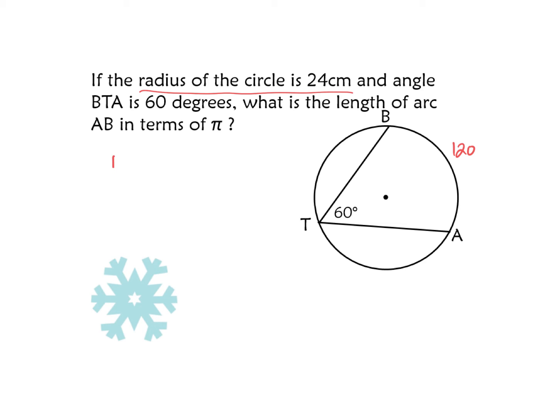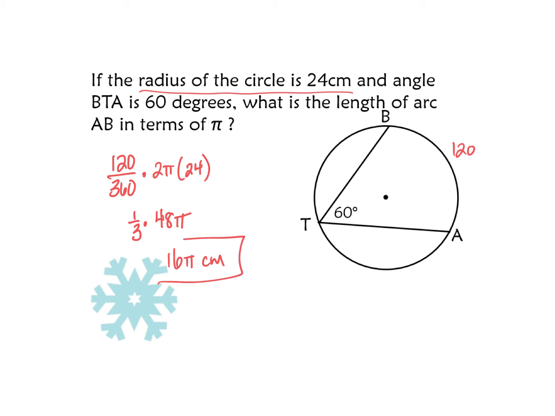So our fraction is 120 over 360 times my circumference, which is 2 times pi times 24. So 120 over 360 is the same thing as 1/3 times 48 pi. 48 divided by 3 gives me 16 pi. Again, we're in centimeters. If you want to, just type it right into your calculator, but I would still leave it in terms of pi if I were you.